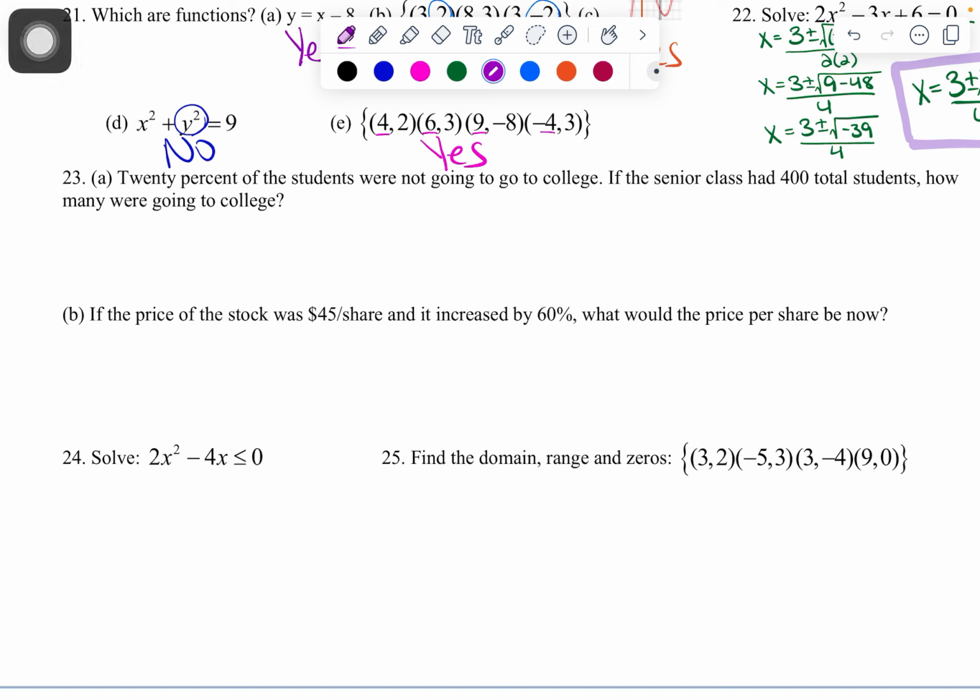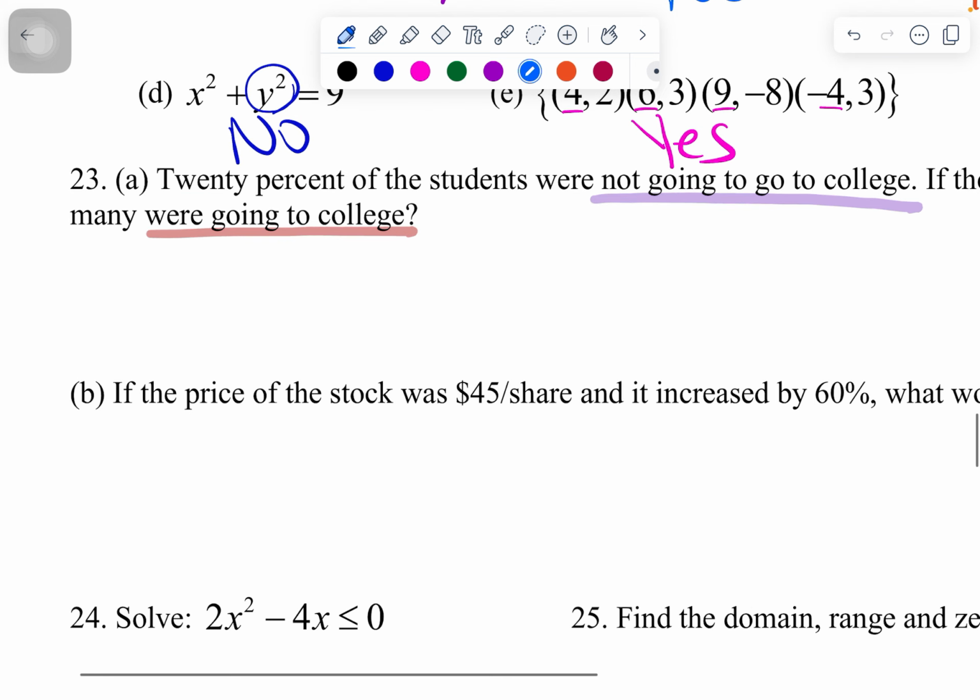So, question number 23, part A, it says 20% of the students were not, and I'm going to stress this, were not going to college. We've got a total senior class of 400 students. How many of those 400 were going to college? 100% represents all the students in the senior class, so if 20% were not going to college, then 80% were. So 80% were going.